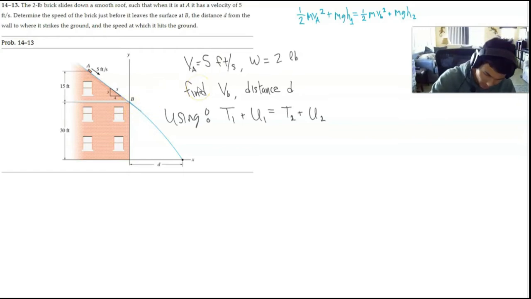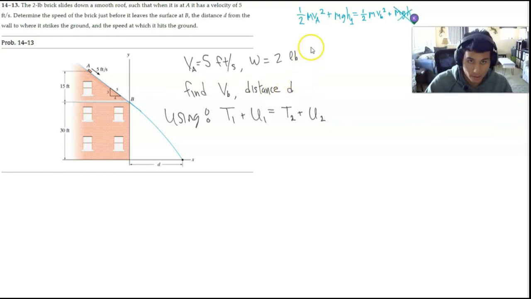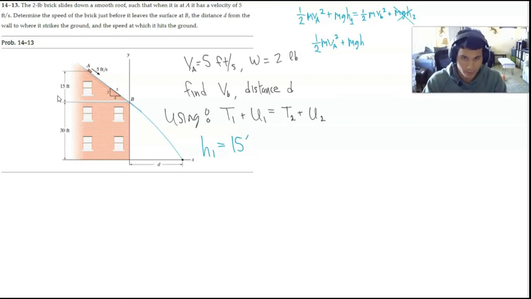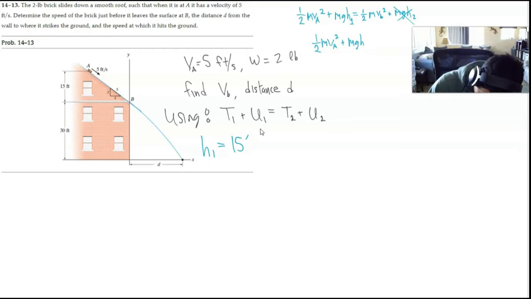Okay, well then that means that there is no potential energy at B. So this is, cross that out. So we just get 1/2 MVA squared plus, and what's the height? MGH. For H1, let's just write H1 is 15 feet. That stands for feet. If you put that dash right there, it's feet. And this is equal to 1/2 MVB squared.